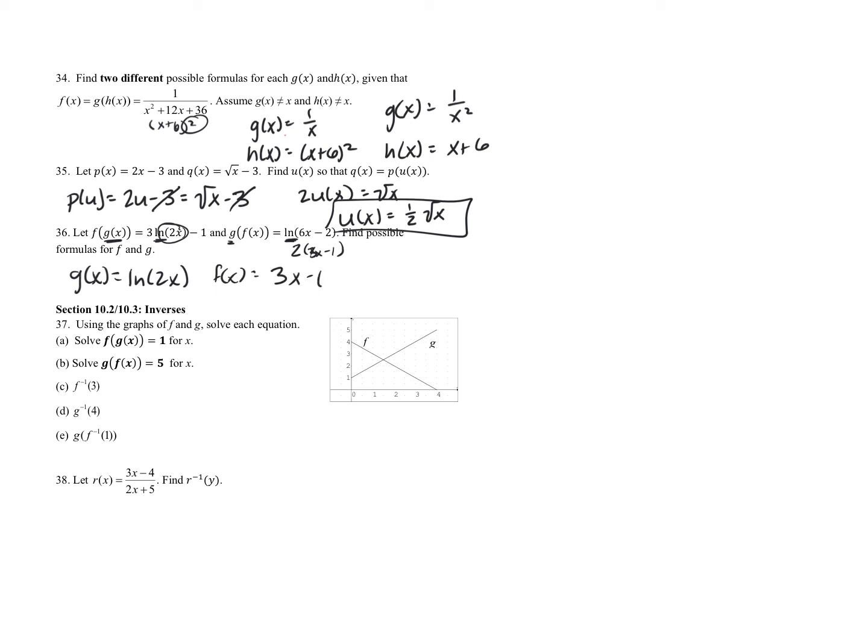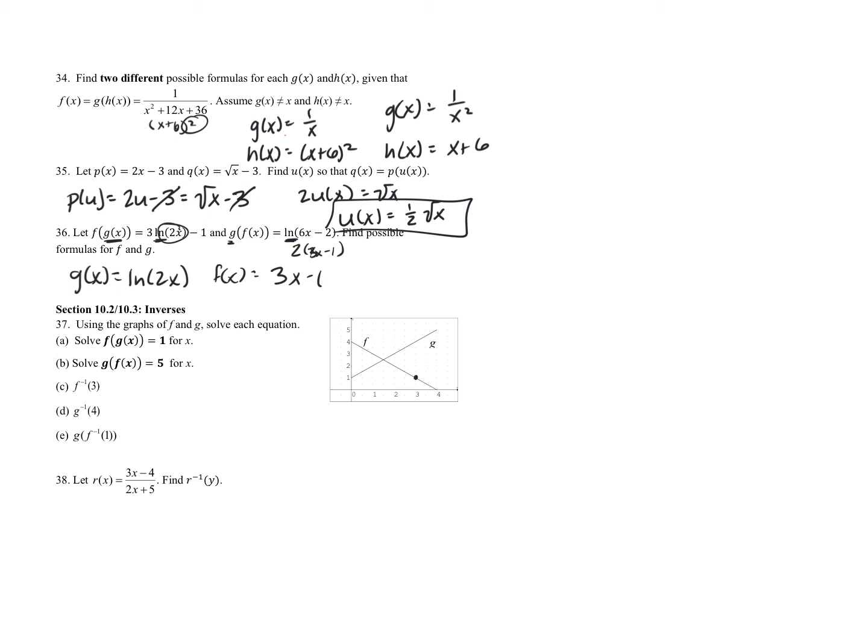All right, now using this graph of f and g, we want to solve each of these equations. So first we want to solve for x when knowing that f of g of x equals 1. So on these problems we want to solve for x, so we need to start on the outside and make our way to the inside. So when does f equal 1? f equals 1 at this point here.